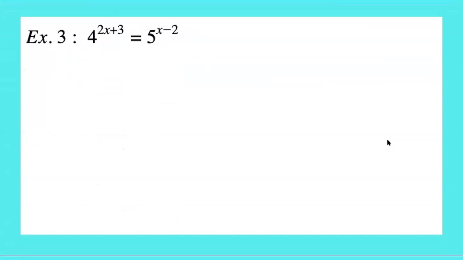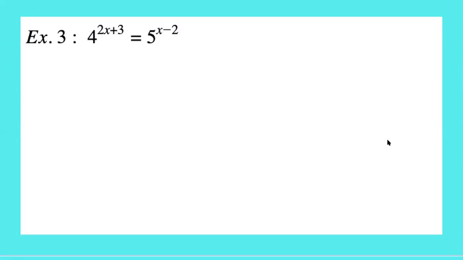Okay, so this kind of equation is a little bit different than what we've seen because one side has a base 4 and the other side has a base 5. And so we've only seen situations where the bases are the same or we can make the bases the same. So this one is not either of those cases.